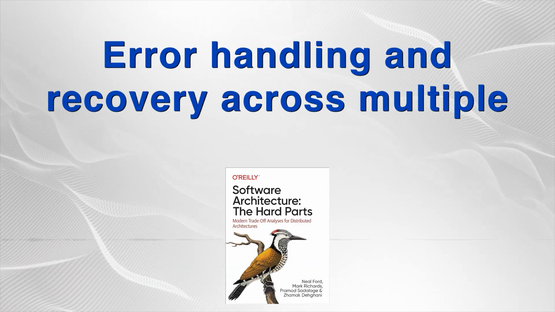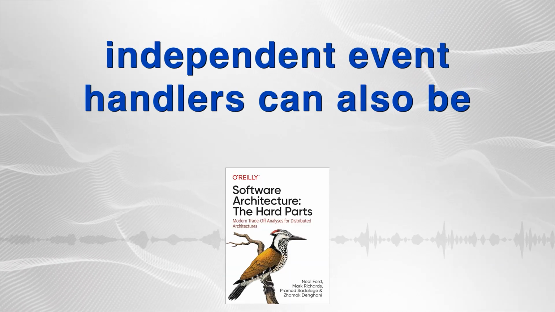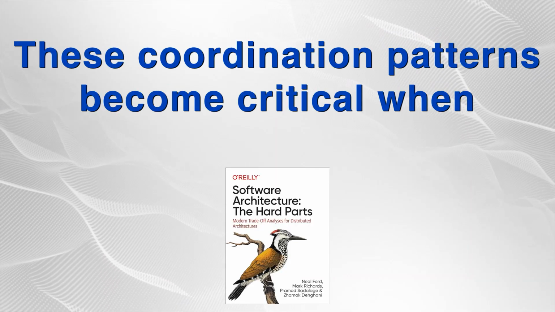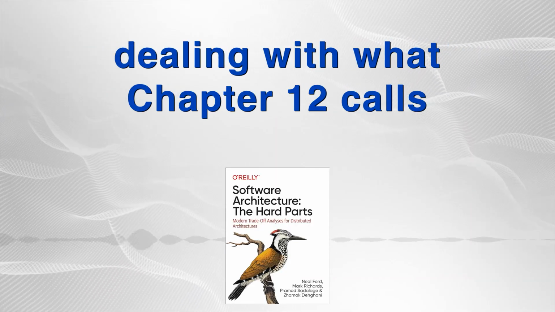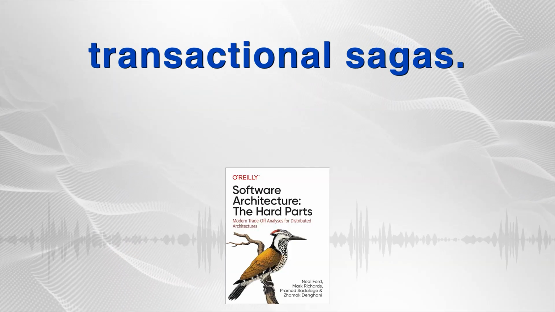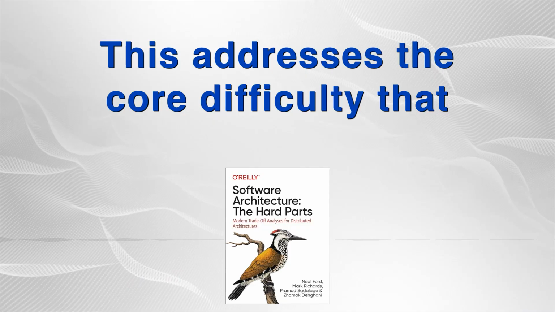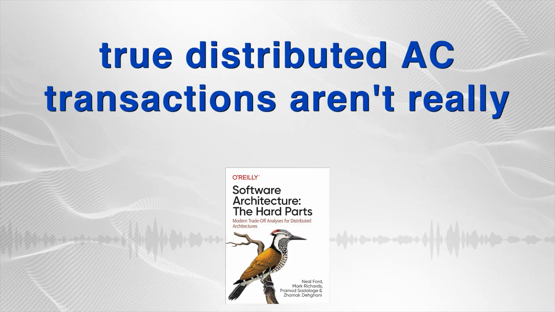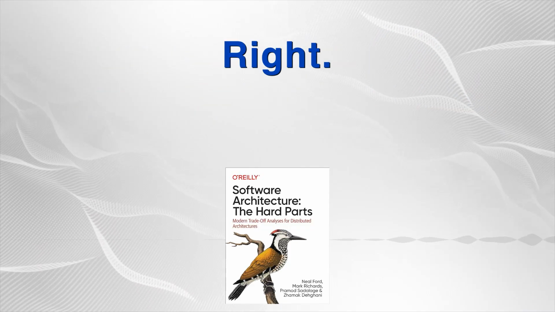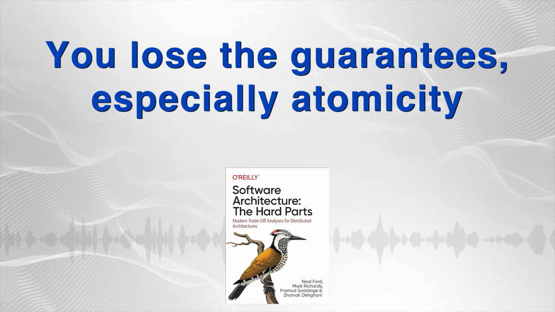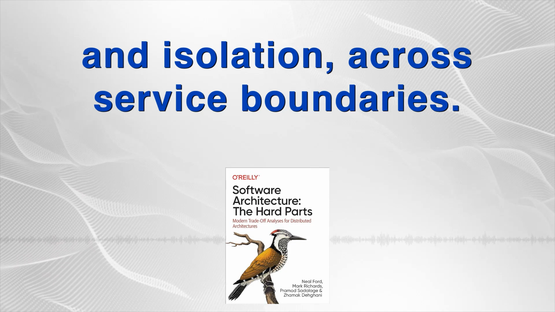Error handling and recovery across multiple independent event handlers can also be extremely challenging. These coordination patterns become critical when dealing with what Chapter 12 calls transactional sagas. This addresses the core difficulty that true distributed ACID transactions aren't really feasible. Right. You lose the guarantees, especially atomicity and isolation, across service boundaries.